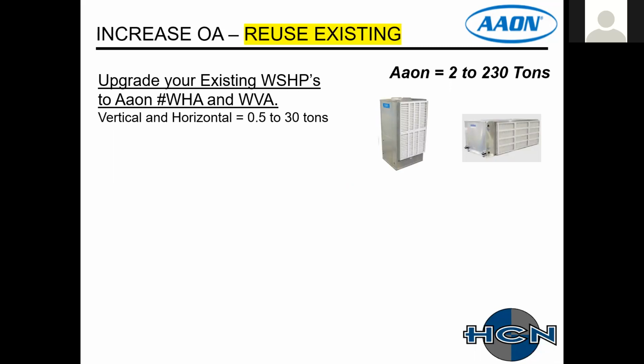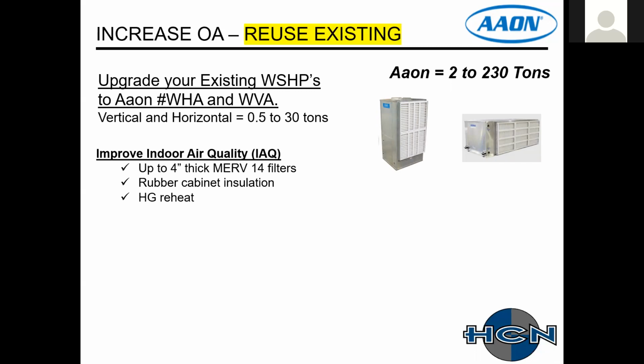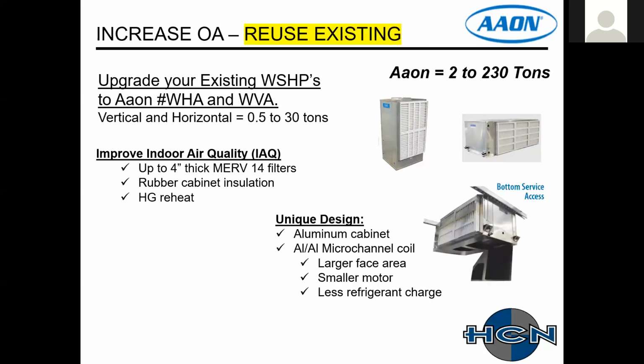So AAON has a water source heat pump available from 2 to 230 tons. The model that I'm going to focus on today is the small vertical and horizontal unit that go from 1/2 to 30 tons. While you're replacing them to increase your capacity, you could also consider improving your indoor air quality by upgrading your filters, and maybe adding, once again, hot gas reheat.